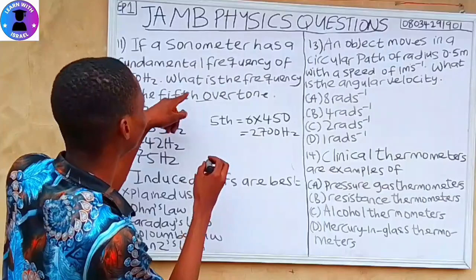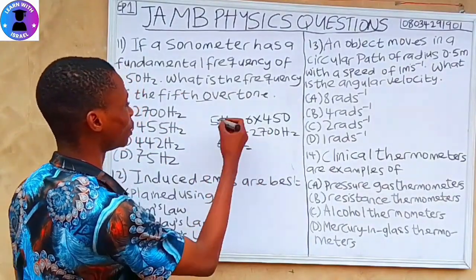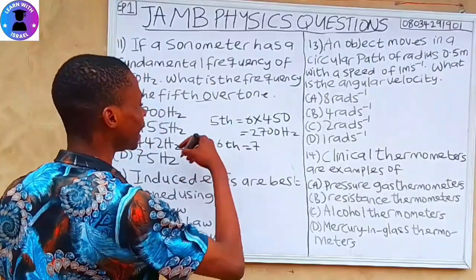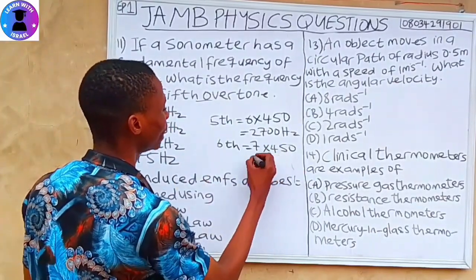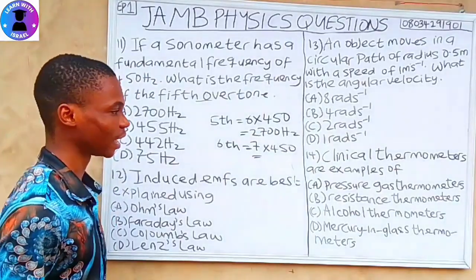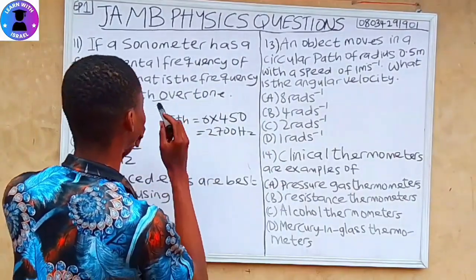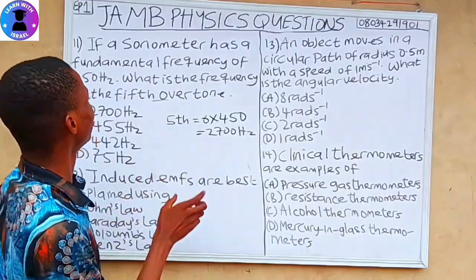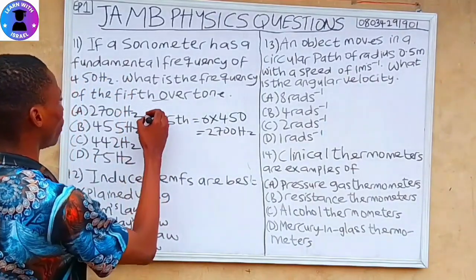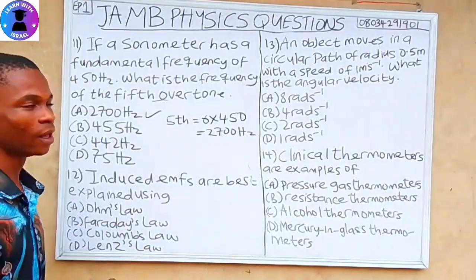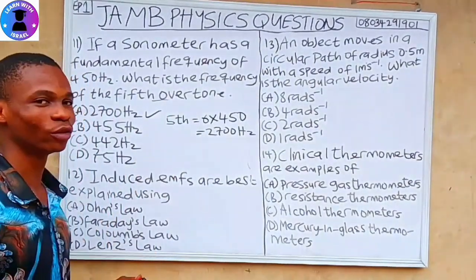Assuming we have sixth overtone here, what do you do? You just write sixth, and you multiply 7, which is the next value, by the fundamental frequency, and you get your answer. I hope you understand that now. And assuming the overtone here is 8, you multiply 9 by the fundamental frequency. And if you check the options, A is the correct answer. So if you have been finding this question difficult, I have made it simple for you guys.